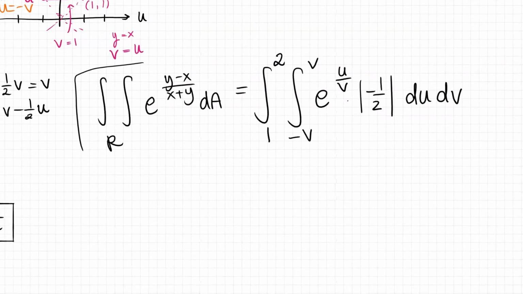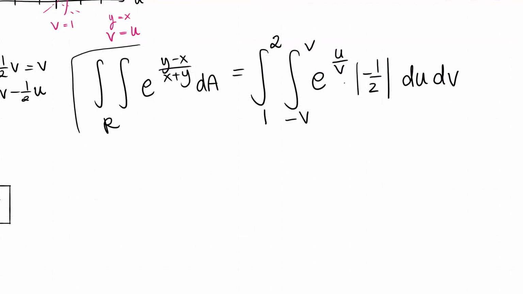Okay, guys, this is going to be okay, I promise. Now we're integrating with respect to u, so we're going to treat v like it's a constant, right? So I'm going to bring that 1/2 out. I'm going to integrate from 1 to 2. This v down here is just going to be a constant. So how do I take the antiderivative of e raised to the u over v? Well, if I took the antiderivative of e to the, let's say, x over 2, the antiderivative of that would be 2e to the x over 2.